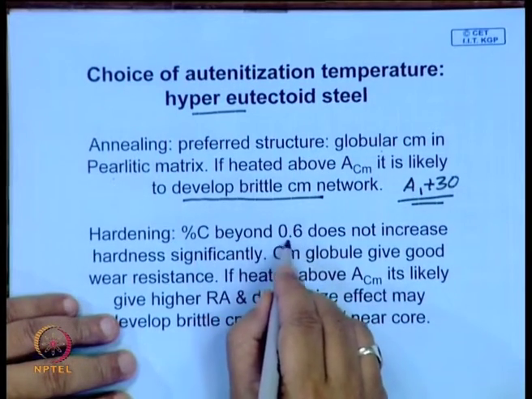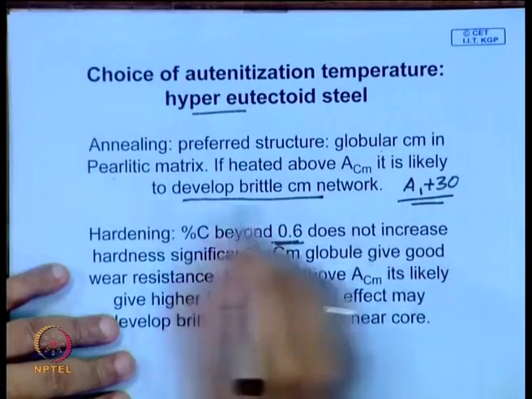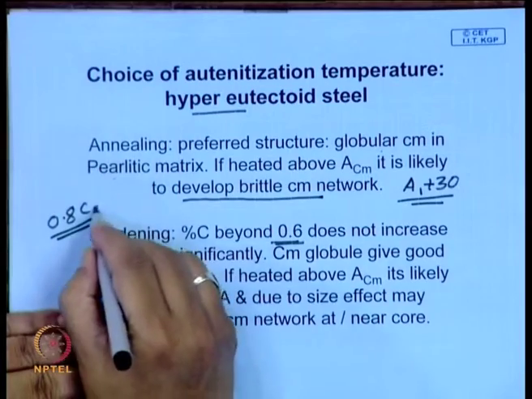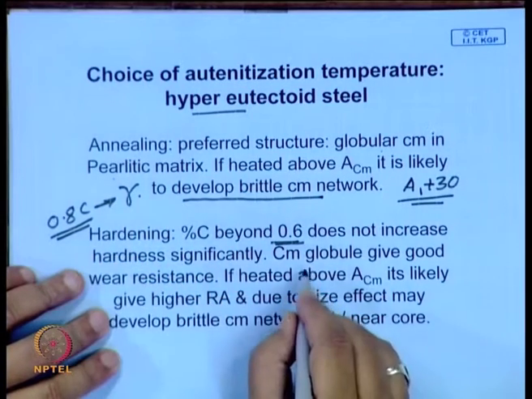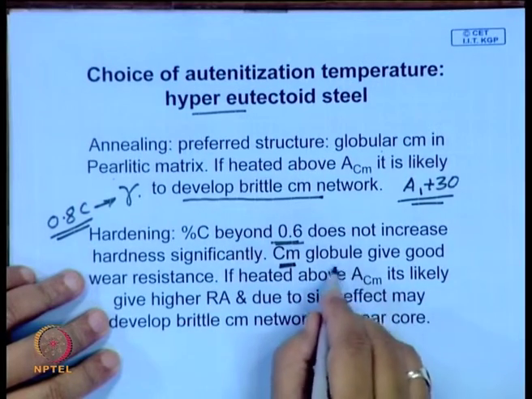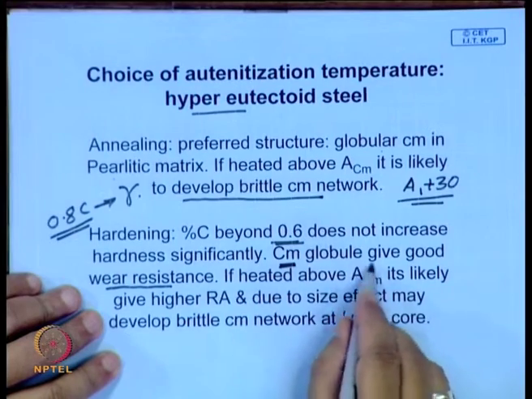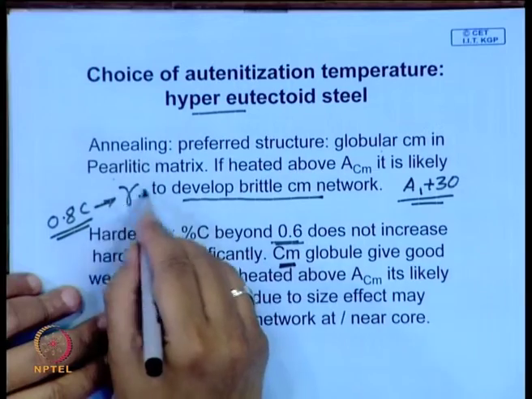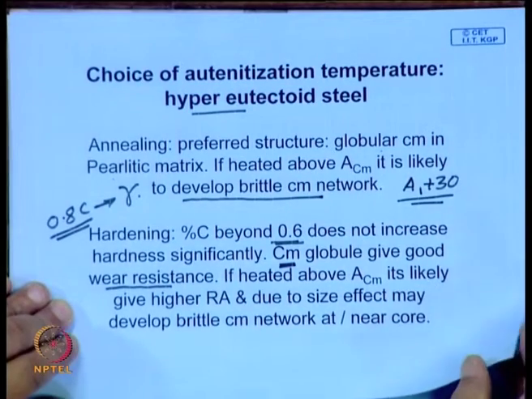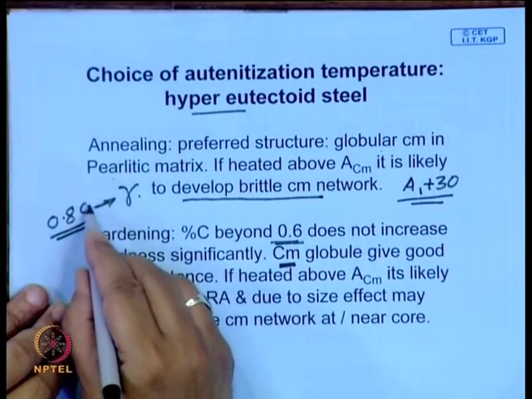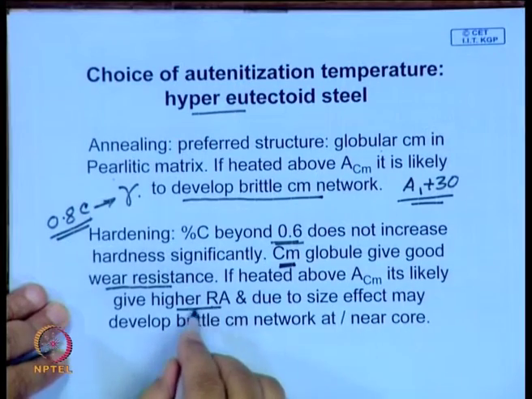For hardening also, you do not get much advantage if you keep more than 0.6% carbon in solution. And when you go above A1, you already have 0.8% carbon in austenite. So, if you quench and this austenite gets converted into martensite, you will get maximum possible hardness, and the cementite globules which remain will give additional wear resistance. Now, if you heat above ACM, the carbon content in austenite becomes quite high, and we know that the martensite start temperature, MS, is a function of carbon content. It becomes so low that even at room temperature the martensite transformation will not be complete, and you will have a very high amount of retained austenite.